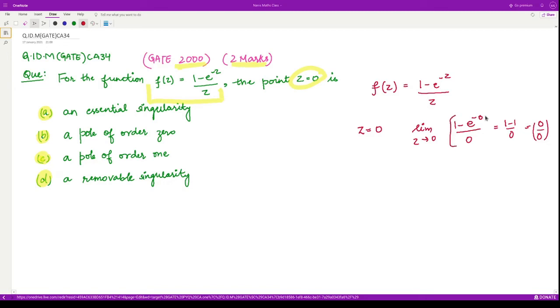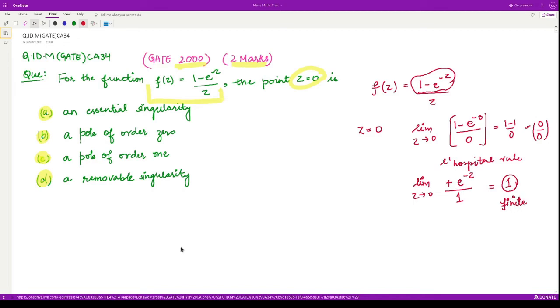So in order to take the limit of this function, you have to apply L'Hopital's rule. So you basically differentiate the numerator and then differentiate the denominator. When you differentiate the numerator, you will have minus e to the power minus z multiplied by minus 1. So it would be plus e to the power minus z, and in the denominator you would have simply 1. Now if you substitute z is equal to 0 into this, you'll have the value as 1. So this value comes out to be a finite number, right?